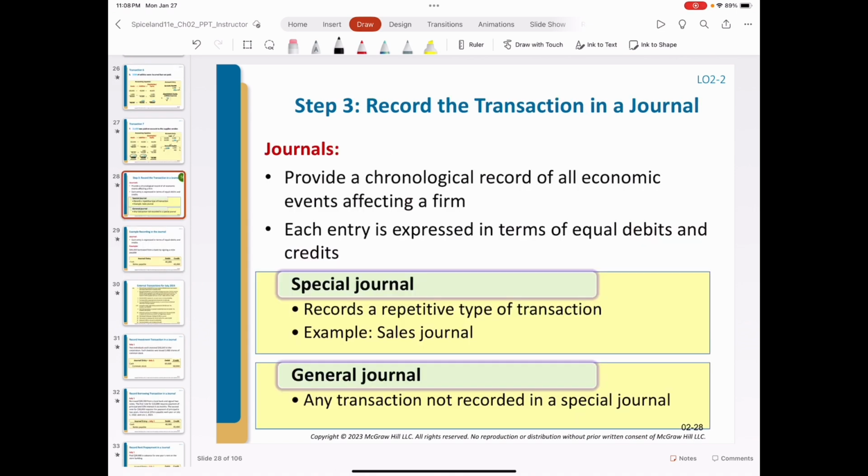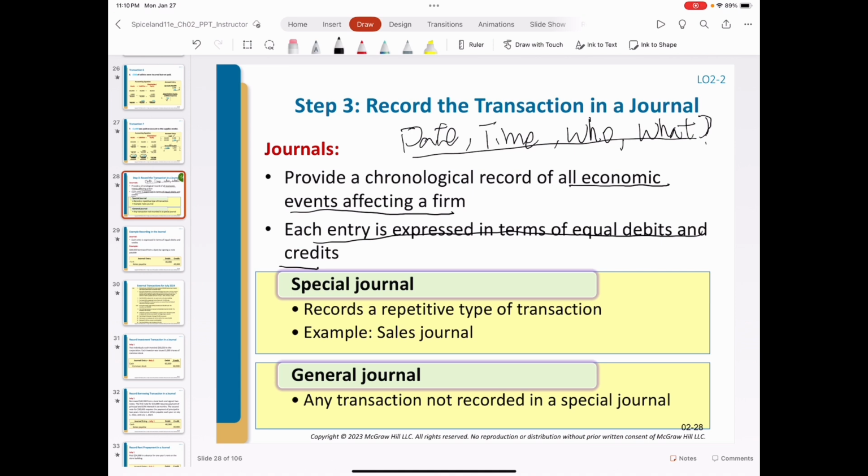What is a journal? Usually the journal should include the date, on what date, time, and who is involved, and what happened. Okay, so for accounting, the journal is the same thing. It provides a chronological record of all economic events that affect a firm. Each entry is expressed in terms of equal debit and credit.